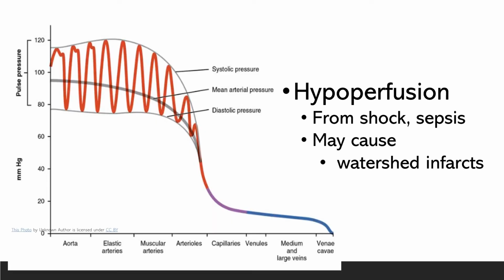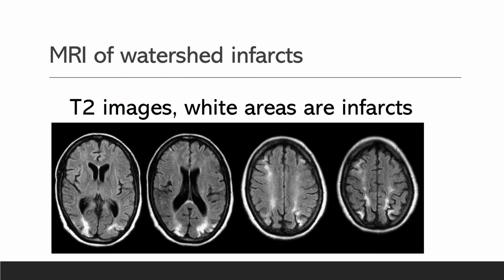The next type of stroke is hypoperfusion, that is usually from shock, sepsis, and it may cause watershed zone infarct. This is an MRI scan of the brain. On T2 images, the bright areas show multiple infarcts on both sides of the brain at the watershed zone.